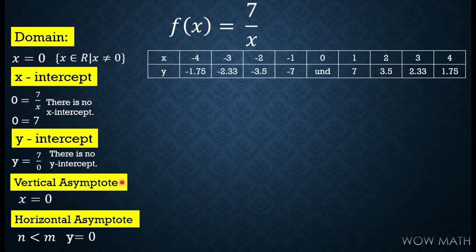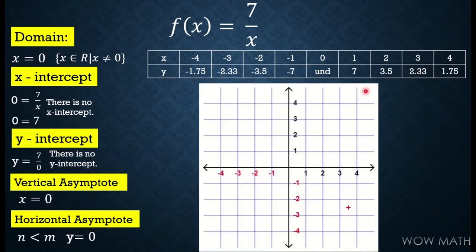So next is the table of values. You can assign any values for x and then substitute the value of x in the given function, which is 7 over x, and you have your table of values there. You can also use that table of values in plotting a graph. I will give you later the app for checking your graph.